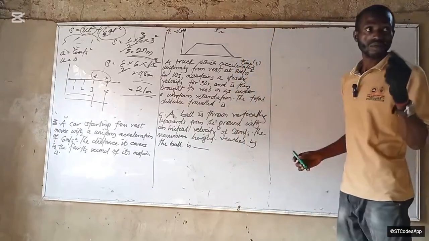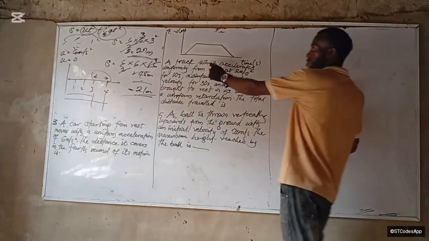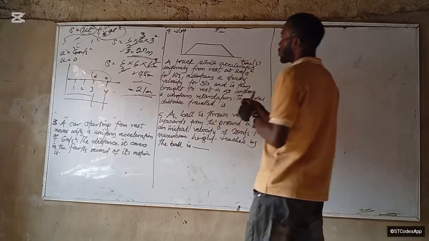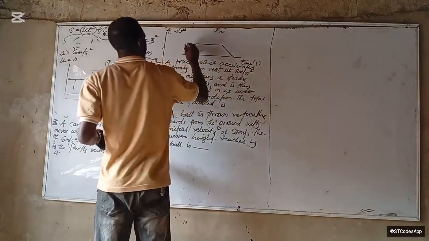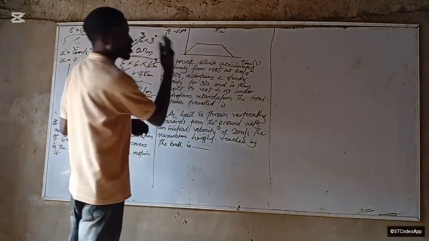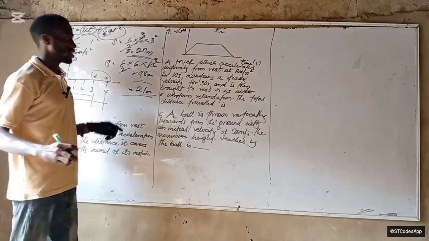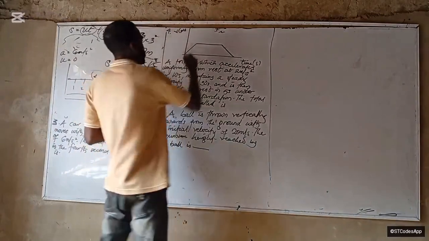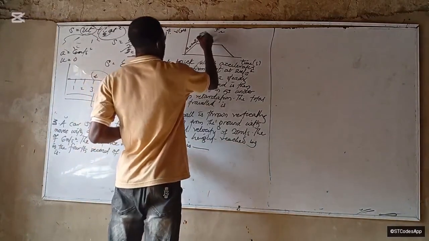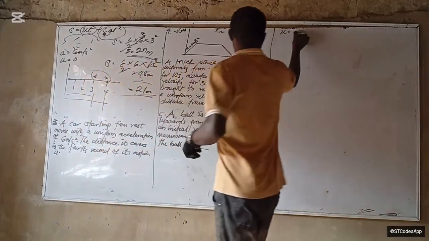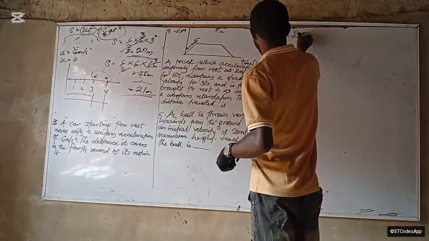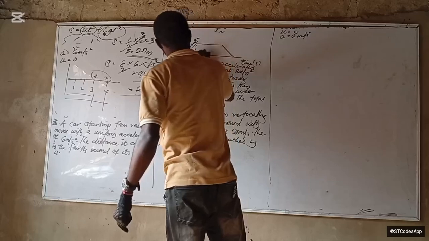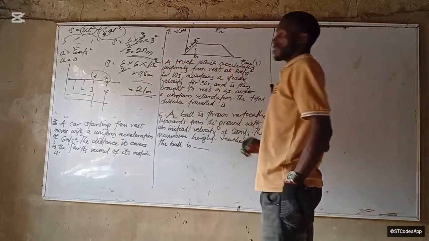A truck which accelerates uniformly from rest. Oh, sorry, I tried to shift it up. Acceleration from rest at the rate of 2 meters per second squared. So U is 0, A is 2 meters per second squared, for 10 seconds. So here the time is 10 seconds.